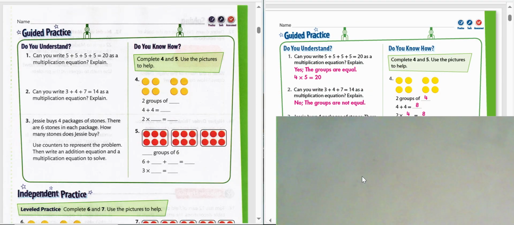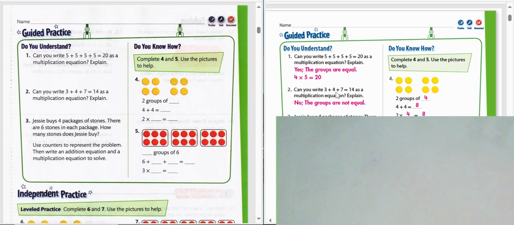Write the solution here. We have 2 groups of 4. 4 plus 4 equals 8, then 2 times 4 equals 8. We can write 5 plus 5 plus 5 plus 5 equals 20. Explain this multiplication equation: yes, the groups are equal, because 4 times 5 equals 20.